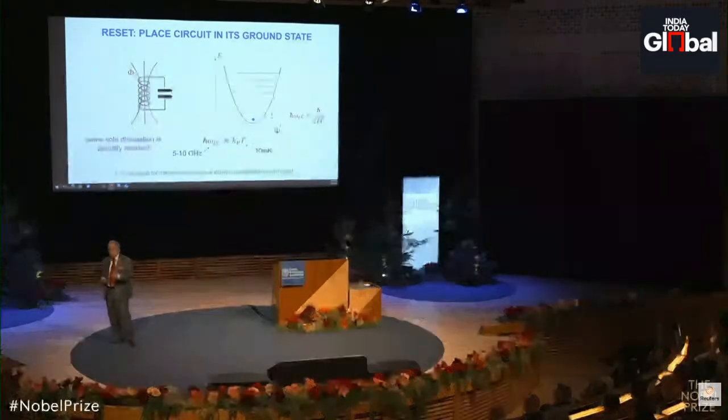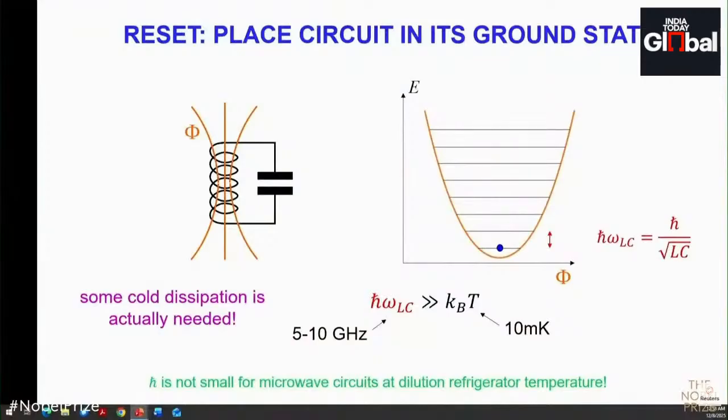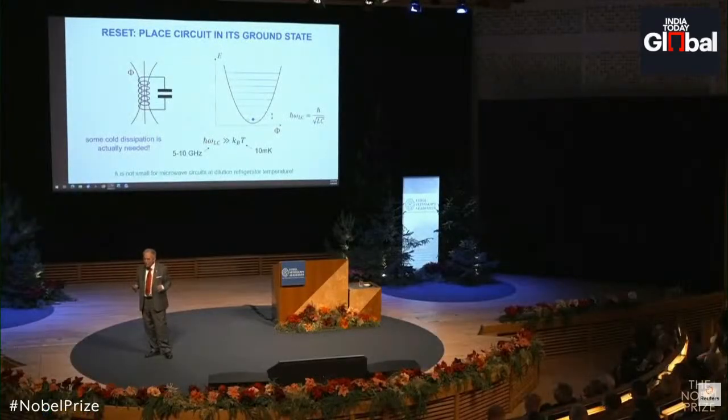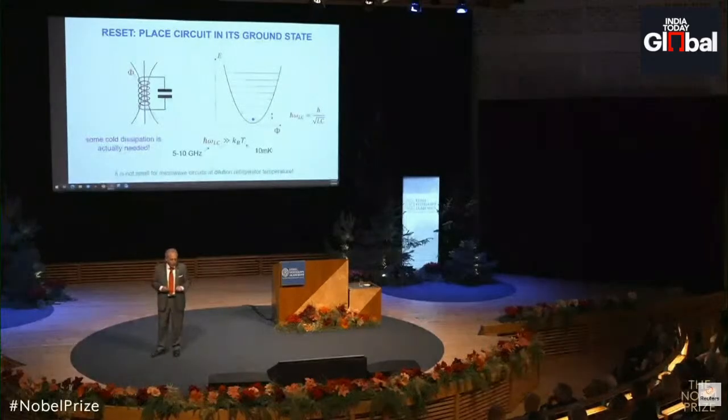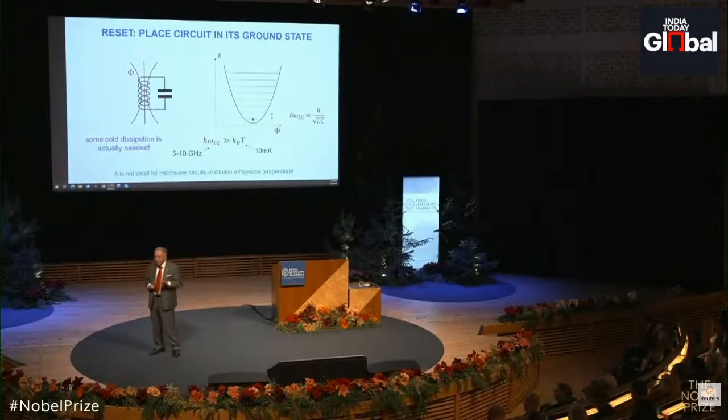Can we take this circuit and put it in a quantum state? Yes, we can. We can actually use some residual dissipation. So dissipation is not completely bad. You need a little bit of it. And with this, you can reset the circuit, provided that the temperature of this dissipation is low enough.